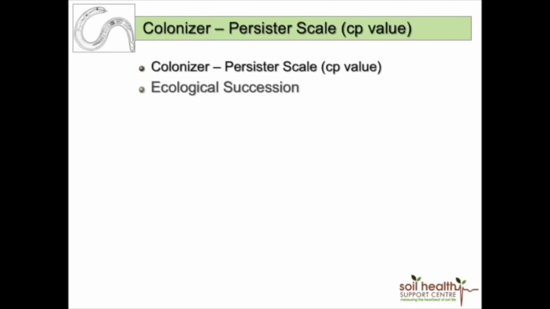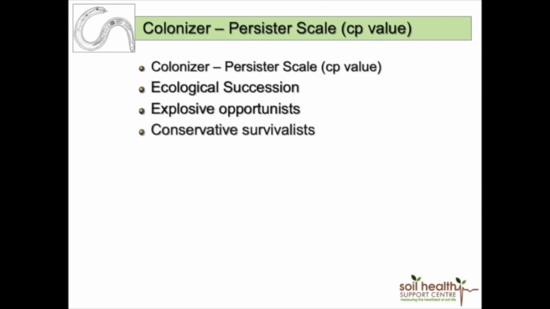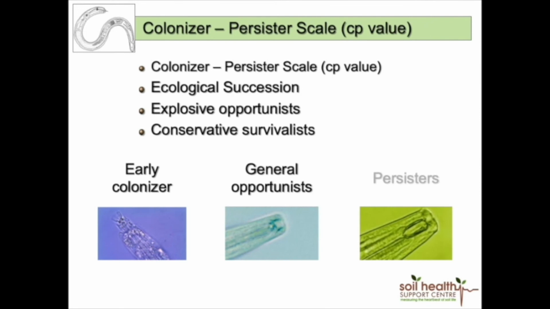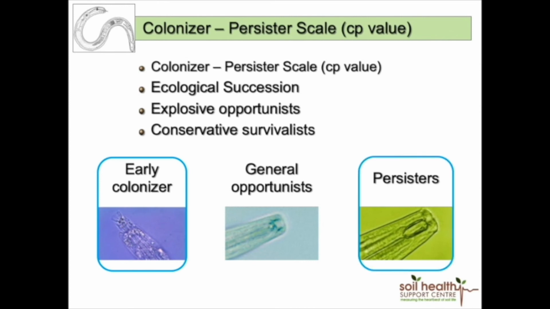The Colonizer Persister Scale forms the basis for these indices. Nematodes differ in their life strategies, which can also be used to get information about the habitat where they are found. The Colonizer Persister Scale ranges from early colonizers of extreme enrichment, to general opportunists of new resources, to persisters in undisturbed habitats. Resource availability, so the amount of food available to microbes, can be derived from the colonizer nematodes in the population. The soil food web complexity and connections, as well as the stability of the system, is revealed by the persister nematodes.